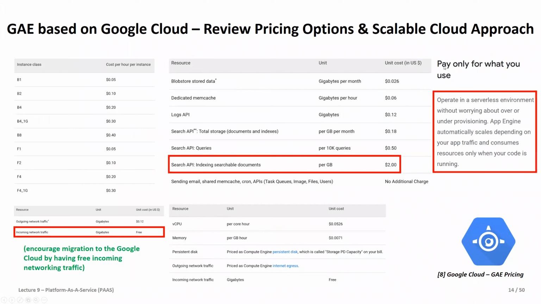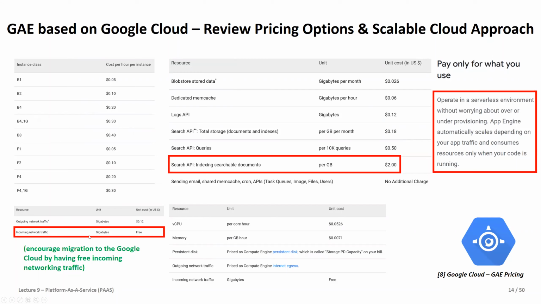And when you think now about the pricing, and I highlighted some of them here, when you think about the pricing options, you see the incoming network traffic is free, interestingly enough, but the outgoing network traffic costs.